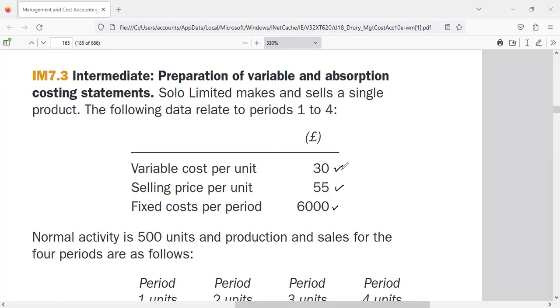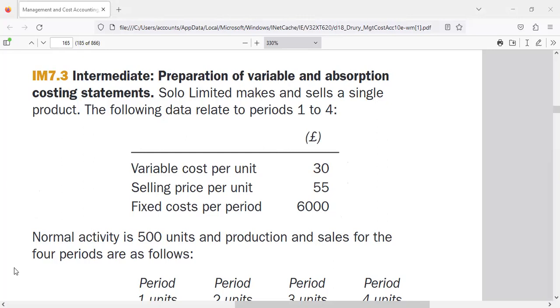Variable cost per unit is 30. The selling price per unit is 55. The fixed cost per period, we have 60,000. Normal activity is 500 units. And production and sales for the 4 periods are as follows.